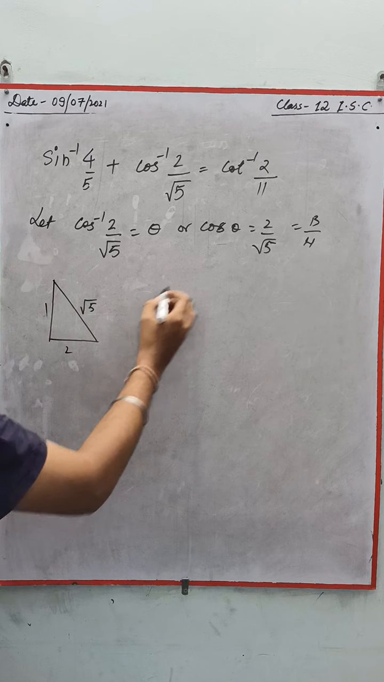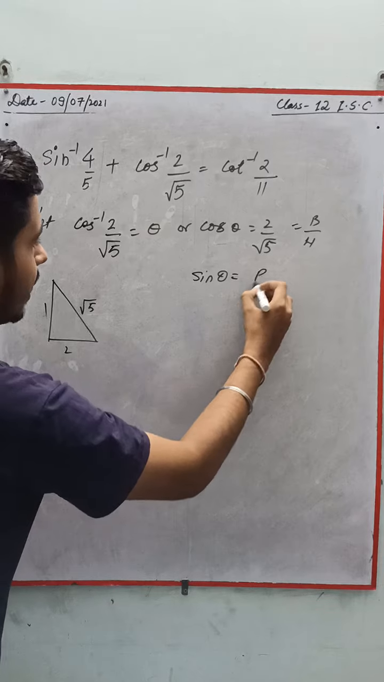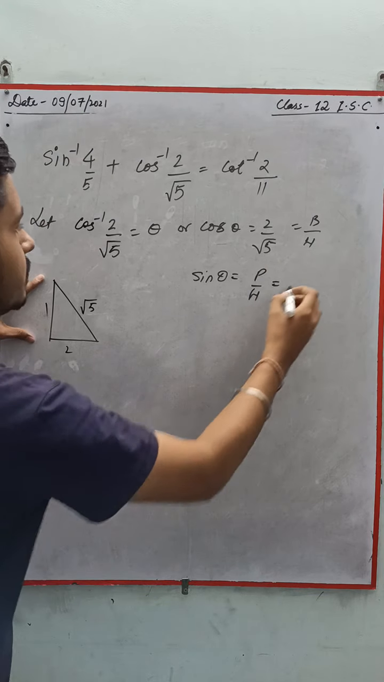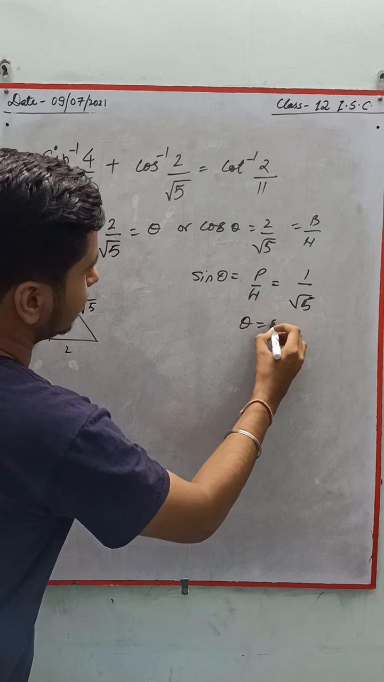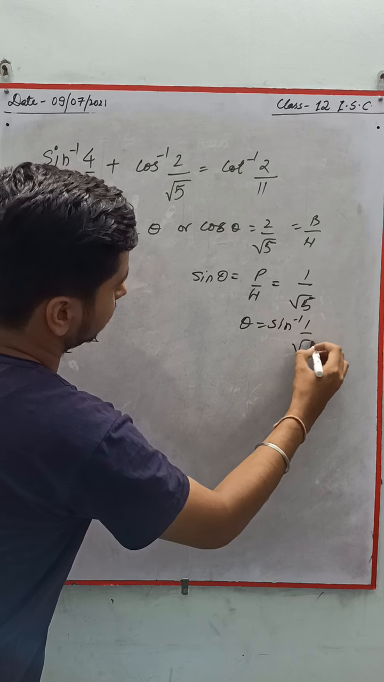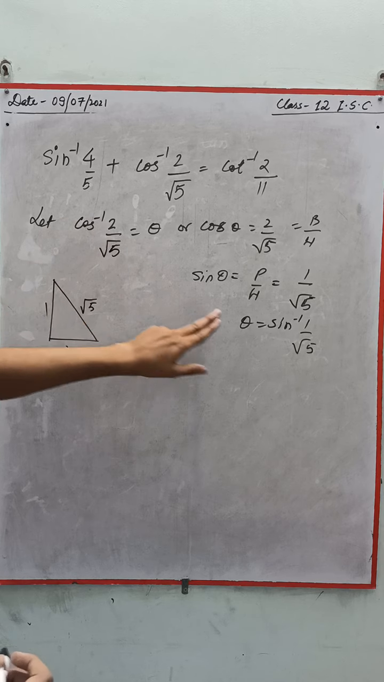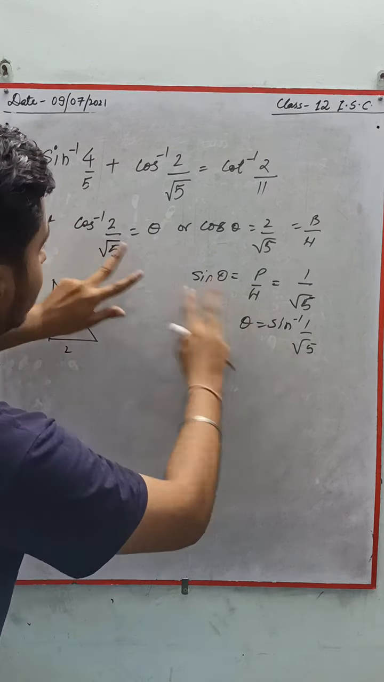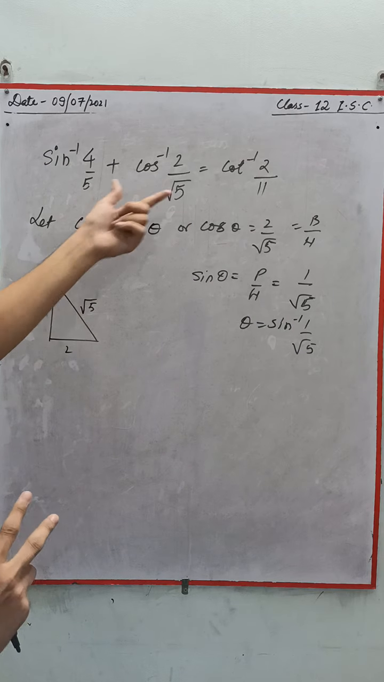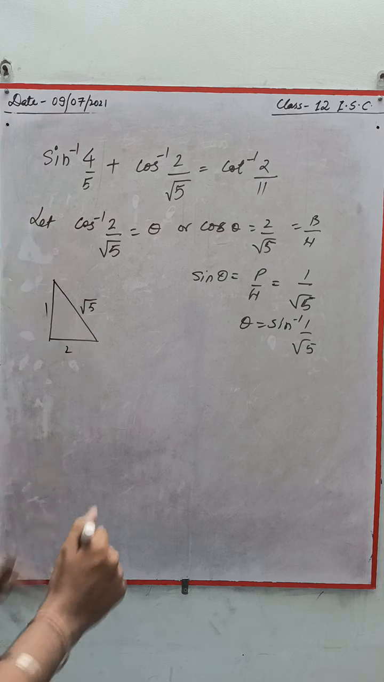With this triangle we can easily make out sine theta, which is perpendicular upon hypotenuse, which is 1 upon root 5. So theta equals sine inverse 1 upon root 5. Our theta is cos inverse 2 upon root 5 and our theta is also sine inverse 1 upon root 5, which means they can be equated. So in place of cos inverse 2 upon root 5, we can easily put sine inverse 1 upon root 5.